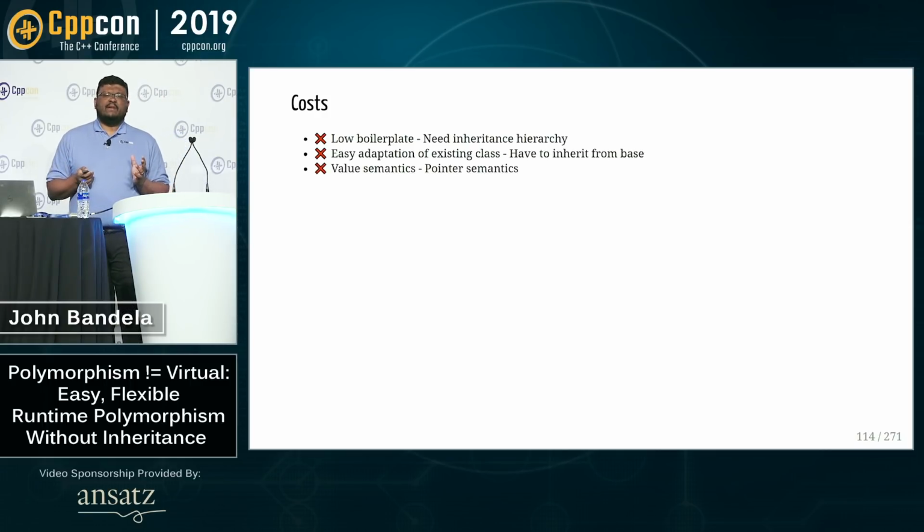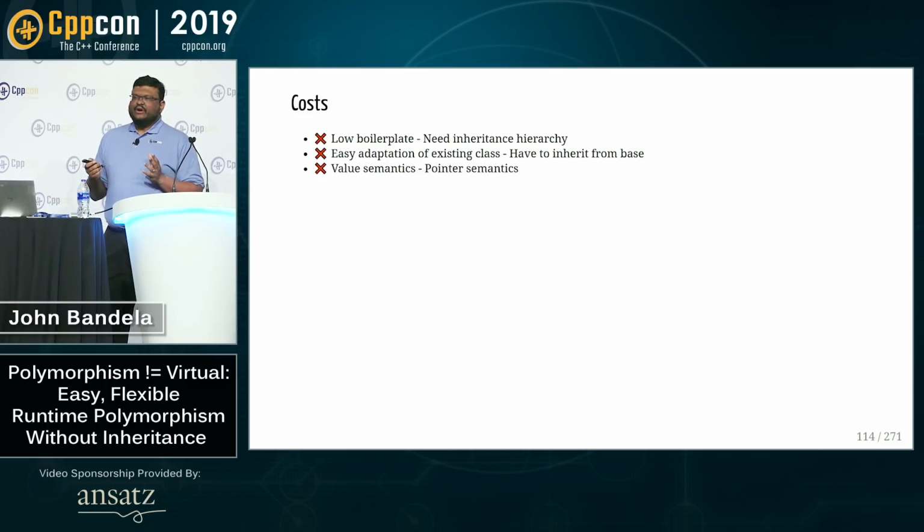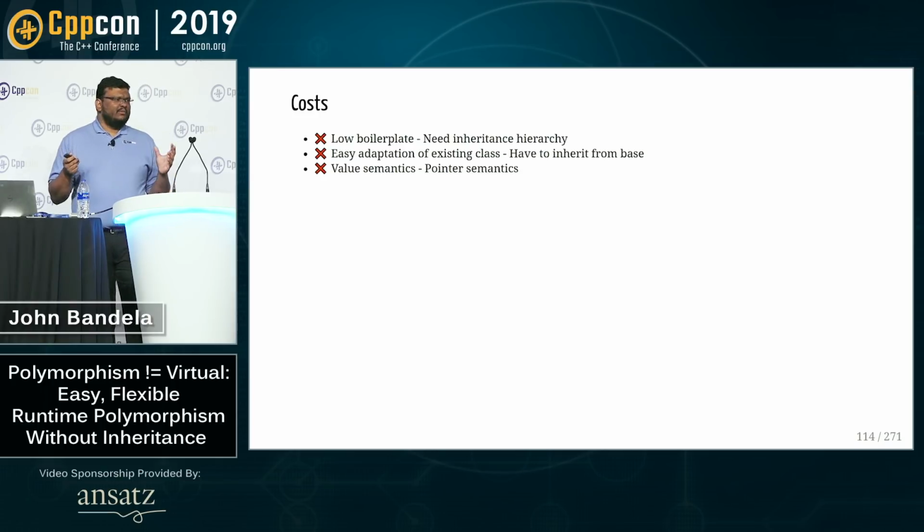Before we had value semantics. Now we have pointer semantics. So now we need to worry about, hey, is this a raw pointer? Is this a unique pointer? Is this a shared pointer? Who else has a reference to this? Like, what are they going to do with it?